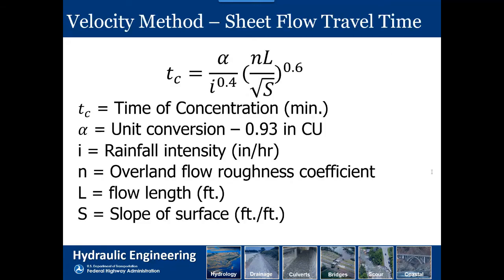So you have the 3 flow regimes, as we previously mentioned. You're going to have your sheet flow, your shallow concentrated flow, and your channel flow, or pipe flow. So with the sheet flow, HDS2 gives you this equation.